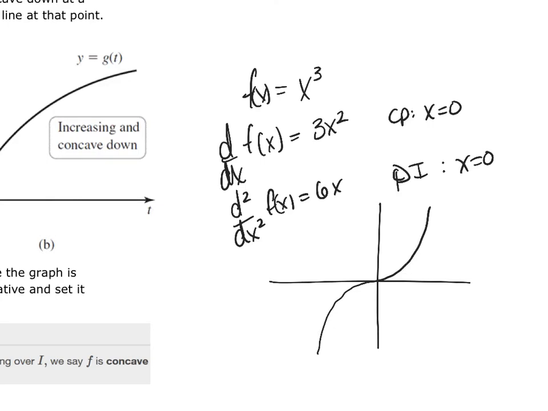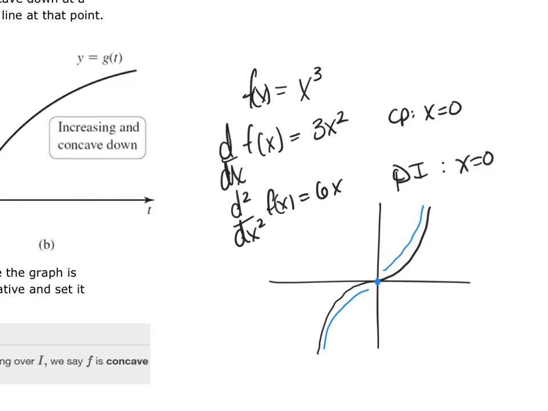Here's my horizontal slide right here, and I can see I'm changing concavity. I'm going from concave down to concave up. My point of inflection is found by doing the second derivative and setting it equal to 0, which leads us to the second derivative test.